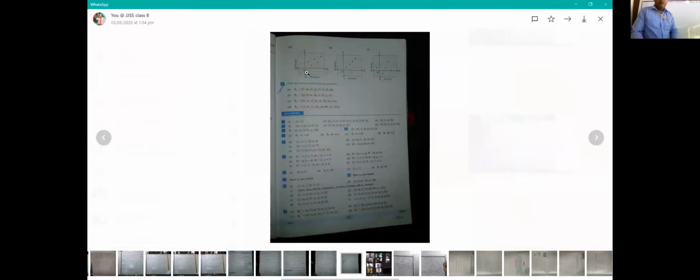Okay, so here also, this is the domain, this is the range. Now 11G. By seeing the graph, okay, everyone is seeing the graph. By seeing the graph, we can write the relation.